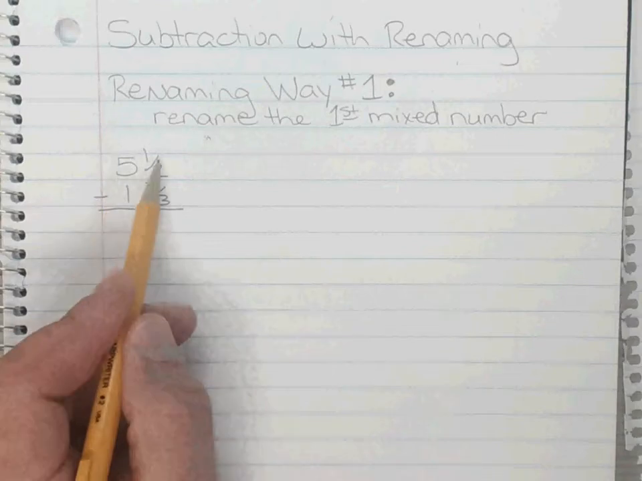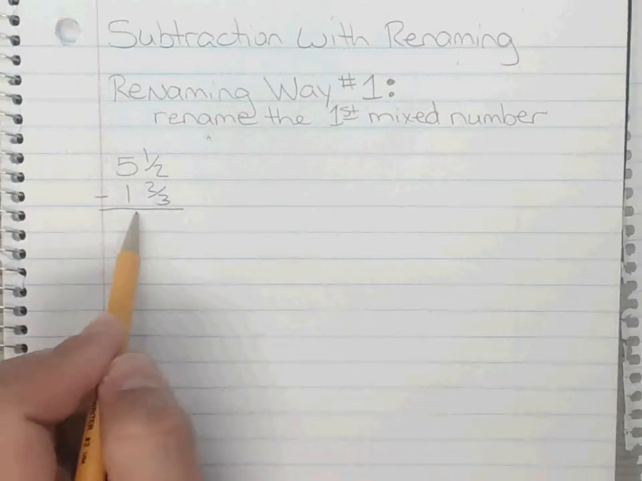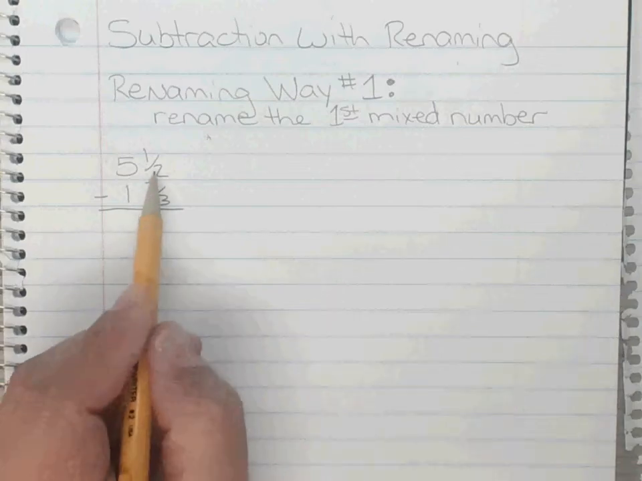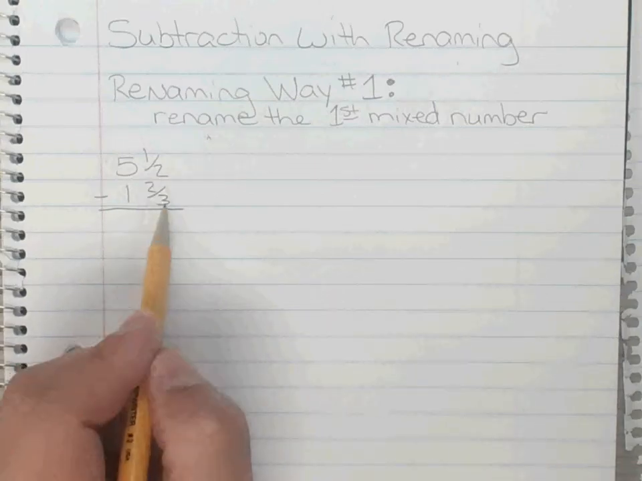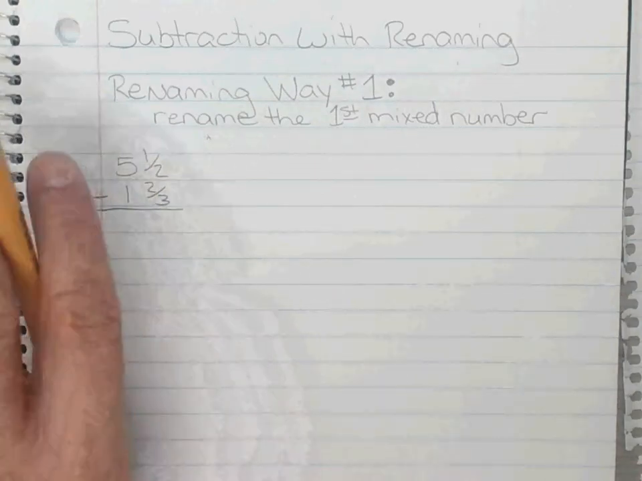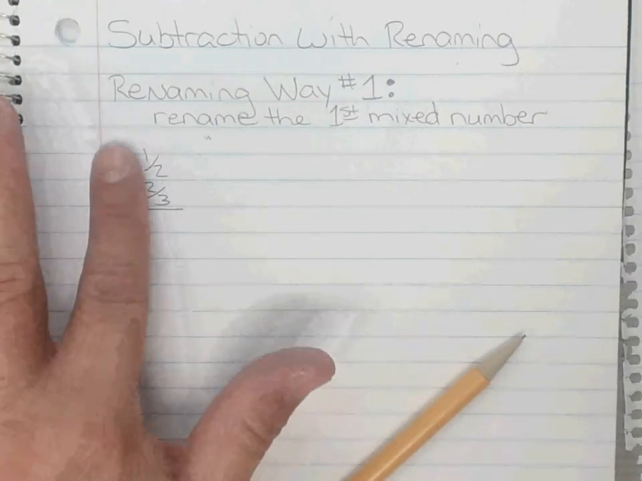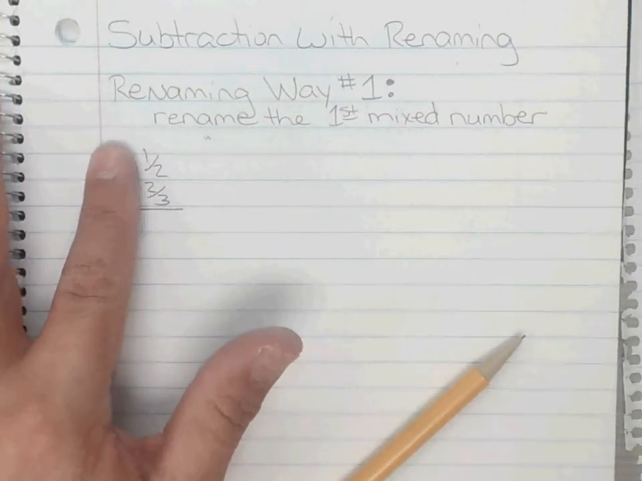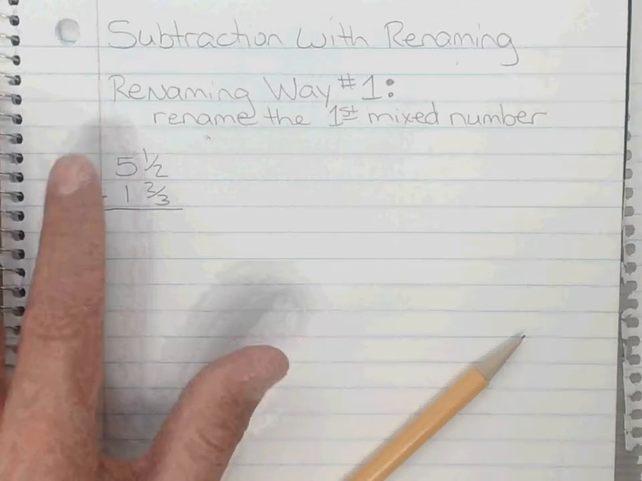So we've got 5 1/2 minus 1 2/3. Well, the first thing we have to do is have a common denominator. We can't subtract these guys. Remember, we're going to ignore the whole numbers for right now, and we're going to work on 1/2 minus 2/3.